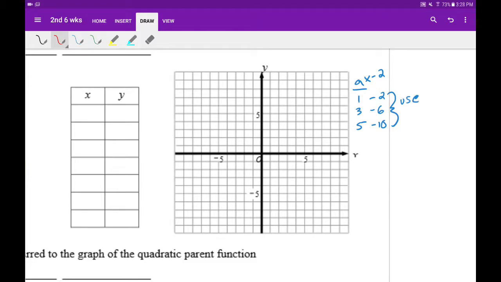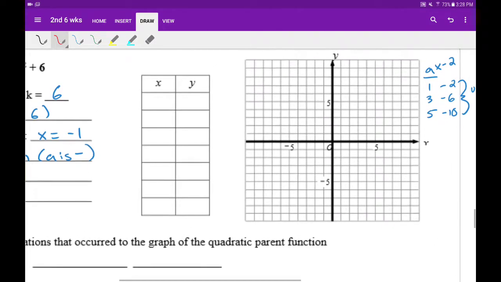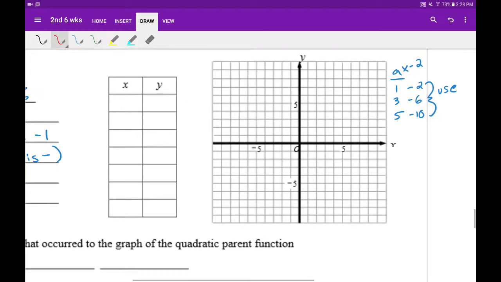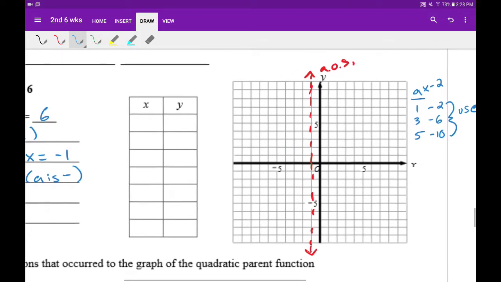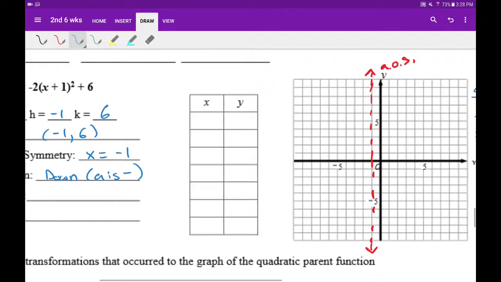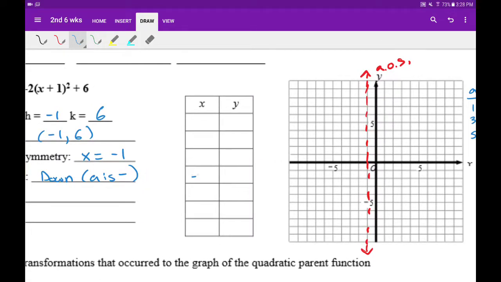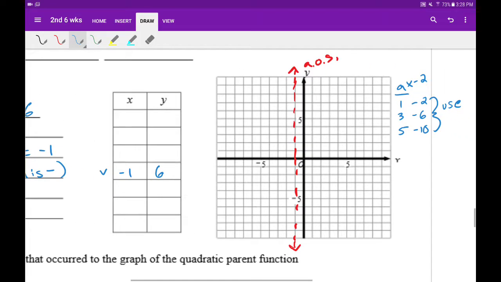All right, so let's start with putting our axis of symmetry, which is x equals -1. So go ahead and put it down here. And since it's opening downward, I'll go ahead and label it up here. Let's plot our vertex, which is -1, excuse me, +6. So -1, +6, right there.